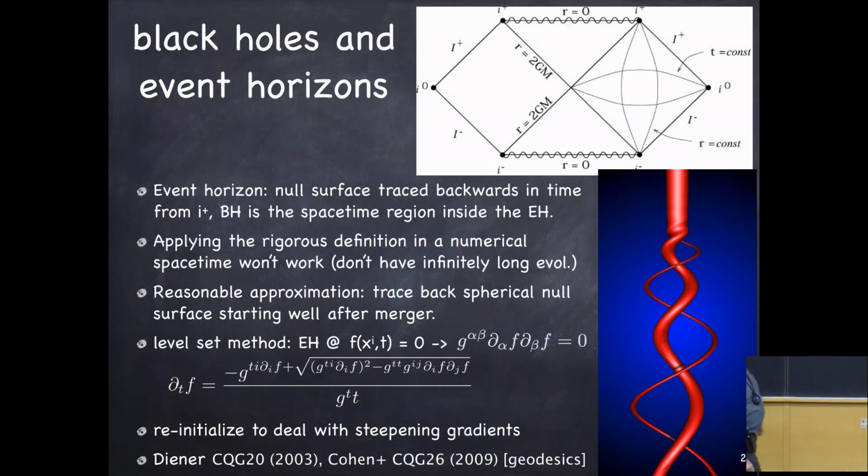Now, first, what are black holes and what are event horizons? What do we have to know about them when we do numerical relativity? So now, I think you're all familiar with Penrose diagrams. Here, a nice simple Penrose diagram of Schwarzschild. I think you saw this in Luke's lectures. You have seen some Penrose diagrams.